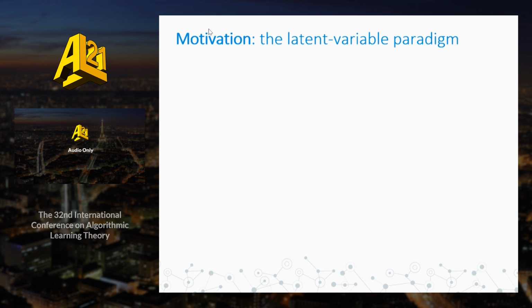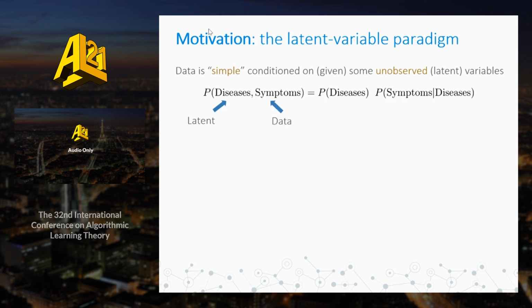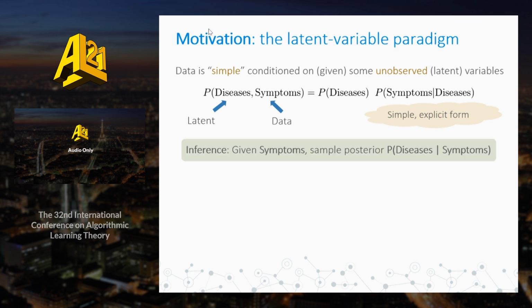This problem is quite natural as it shows up in the so-called latent-variable paradigm, which is a common paradigm in unsupervised learning. The idea here is that we're going to model our data as being somehow simple, conditioned on some unobserved or latent variables. For instance, imagine we want to model the joint probability of diseases and symptoms in patients where the diseases are latent and the symptoms are observed, and we factorize it as the probability of the diseases times the probability of the symptoms given the diseases, where both of these factors have some simple explicit parametric form.